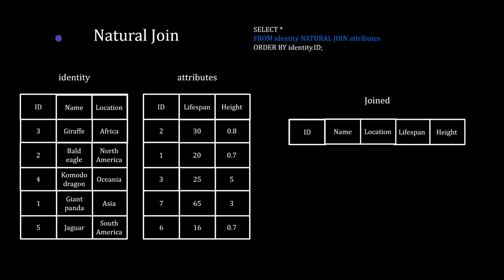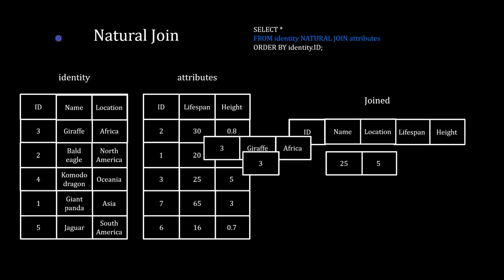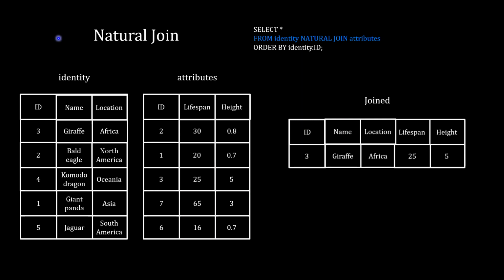So next we're going to have that from clause that we saw in the inner join as well, and then we're going to be natural joining onto the attributes table. So that's the main focus, and we can see here, as we did before, the ID number 3 is equal to the ID number 3 in the identity and attributes table. So we're going to combine the records from them, and we can see that the common field is going to be combined, so we don't have that duplicate ID. And then we're just going to go through this process again.